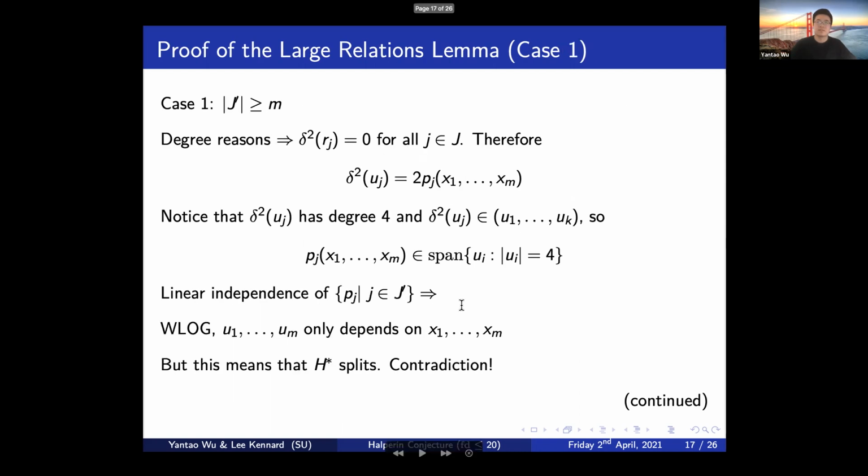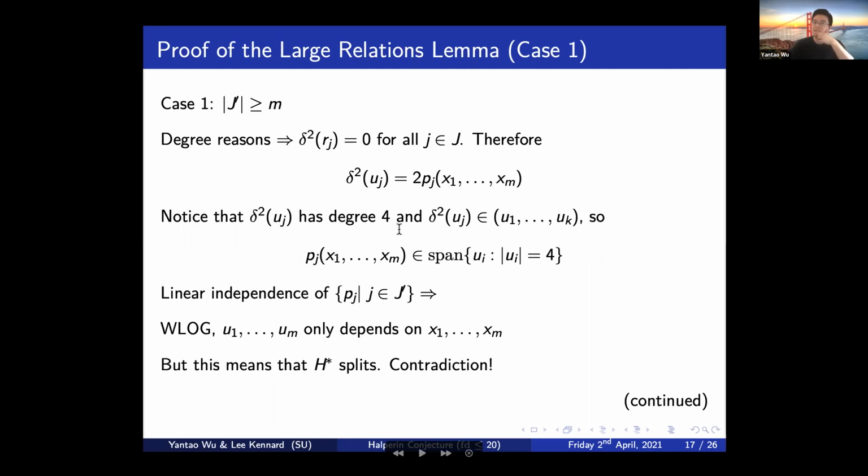So this we do in case 1. In case 1, we assume that the size of J prime is greater than or equal to M. Then for degree reasons, we can check with some computation that delta square Rj all vanish when Rj has degree 8. And so delta square Uj just becomes the substitution of it with 2 on the left. Since we know that delta square Uj has degree 4, we can count the degree. And because it maps 0 to 0, this means that delta square Uj is in the ideal generated by U1 through UK.